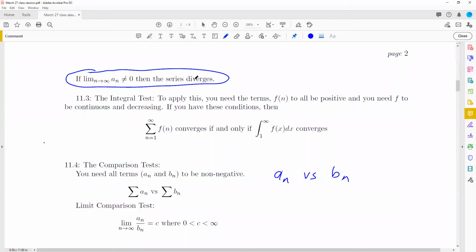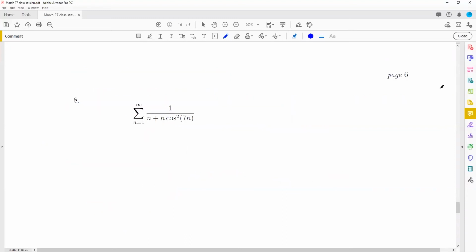A lot of students in my classes, and I try to emphasize it now a lot so they don't do this anymore, would say, oh, the terms go to 0, it converges. I'm like, no, that's not enough to determine that the series converges. You also need them to be going to 0 at some kind of a fast rate, not a really slow rate. Okay, so let's get on with the homework.